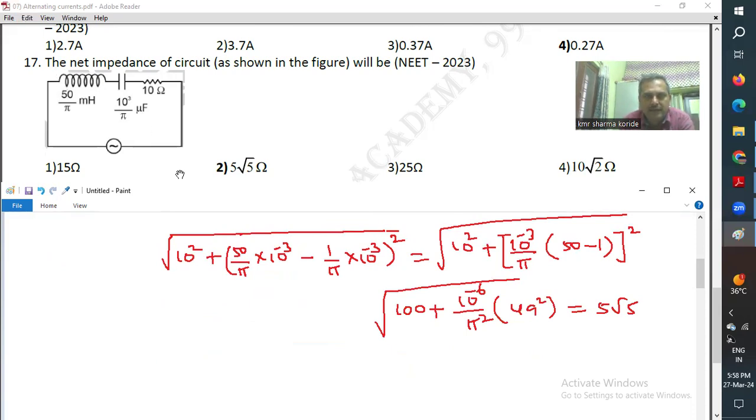Students, in my next class, I'll continue explanation for questions, previous NEET questions which are given in electromagnetic waves.